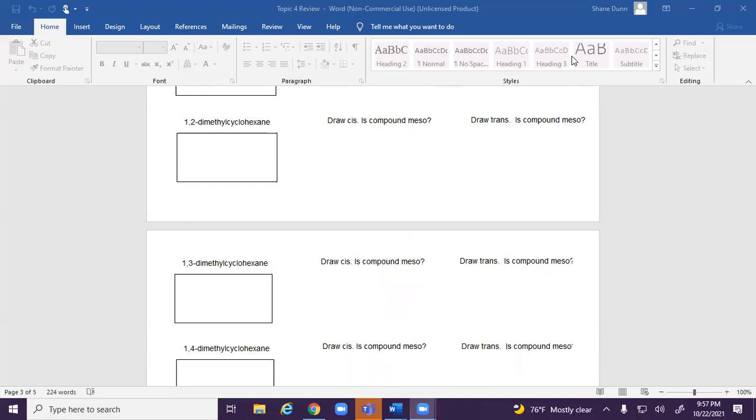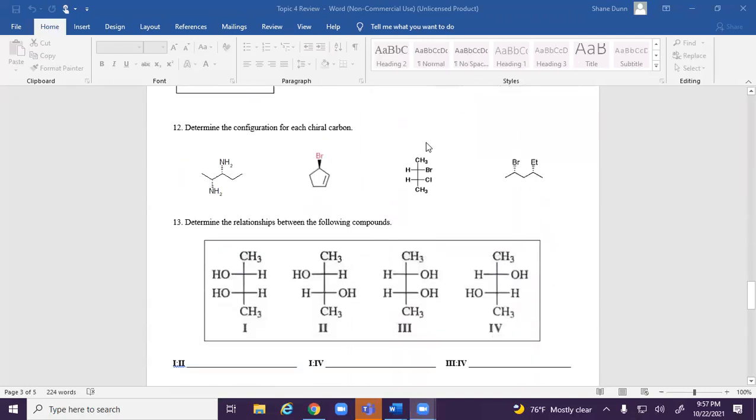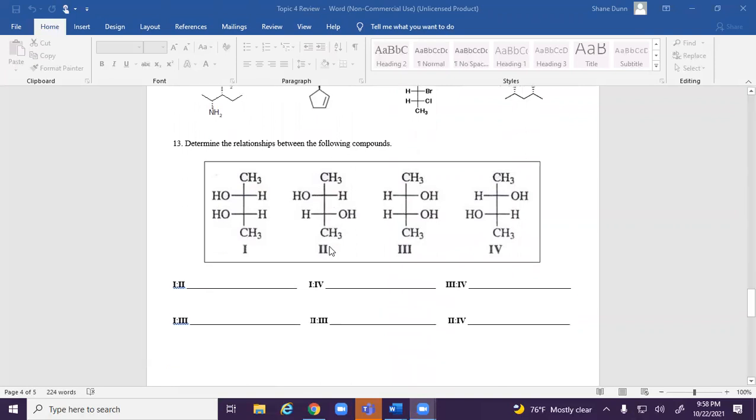Okay. I went quickly through that, but there's just a lot of problems and I'm kind of getting tired. These are just RS. You guys already have practice with this, so I'm not going to do it. 1-3 is more fun though.